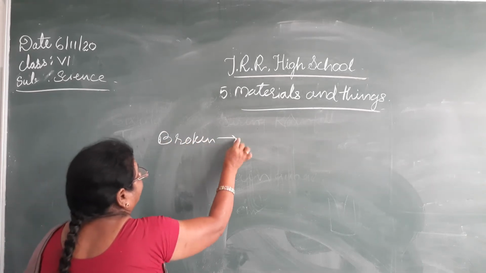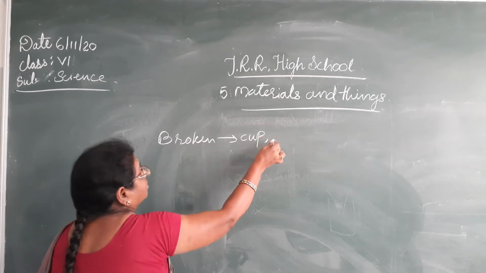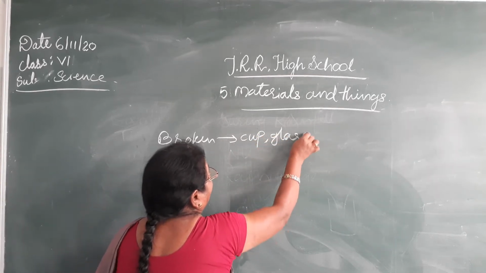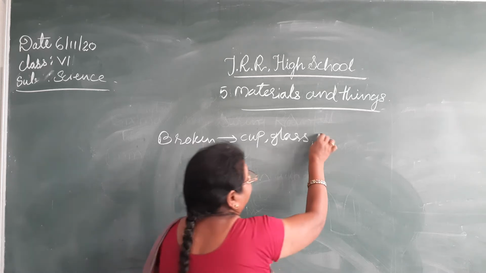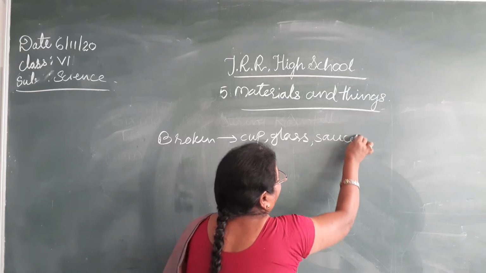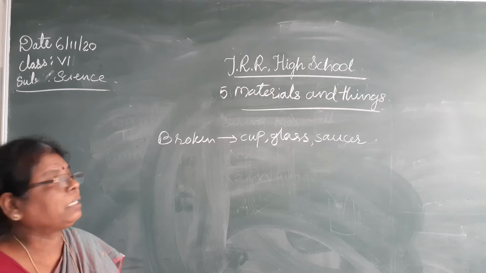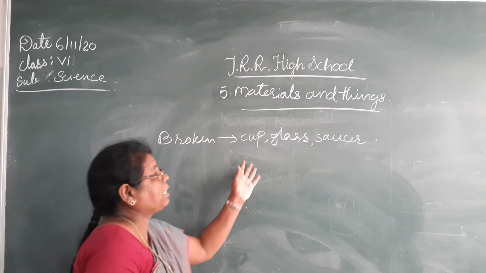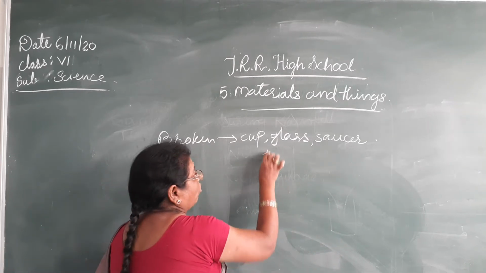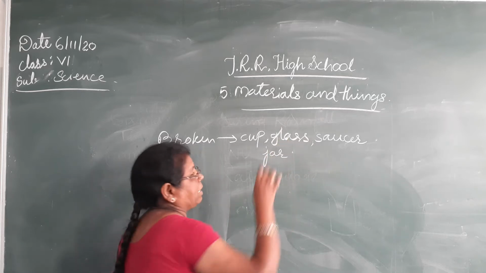Tell me, cup, glass, saucer. These are made up of ceramics or glass, isn't it? Transparent glass or ceramics. A pickle jar also will be there, which is made up of ceramics.